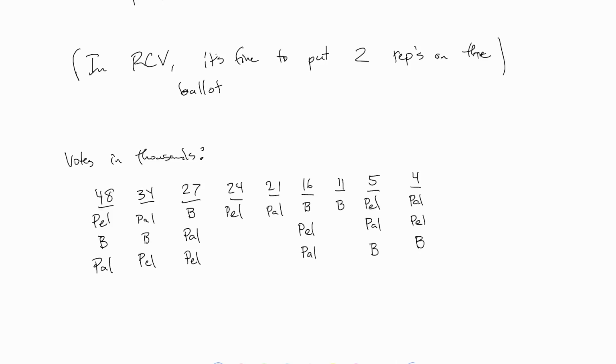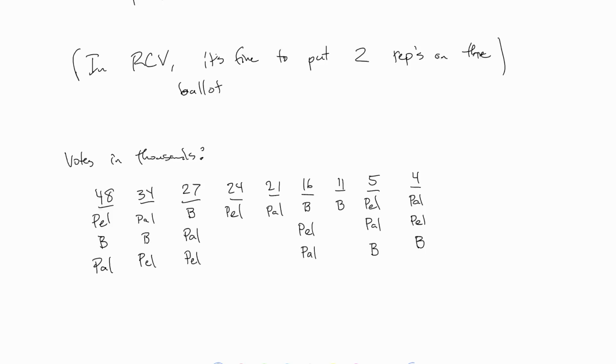Palin, then Peltola, then Begich. They have the Trump-style Republican as their first choice. Their second choice is the Democrat, and their third choice is the other Republican. These are Begich haters, which is weird to me that somebody would feel this way, but who am I to judge? All right, these are all the votes.